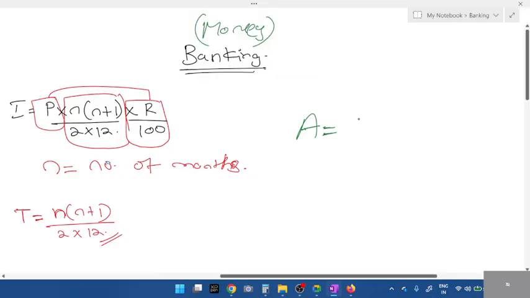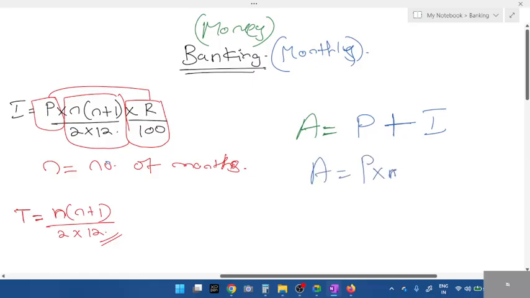In simple interest, what was the formula for amount? Principal plus interest. Is banking yearly or monthly? Banking works on the monthly concept. Principal works on monthly, so what do you have to multiply? P into N. Remember, P into N plus I. Here we don't call it amount, students. In banking, we call it maturity value. All of you know this formula, P into N plus I, maturity value.